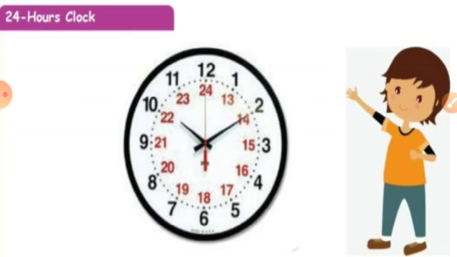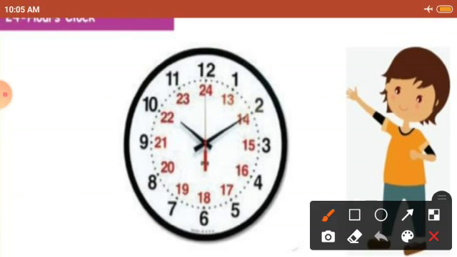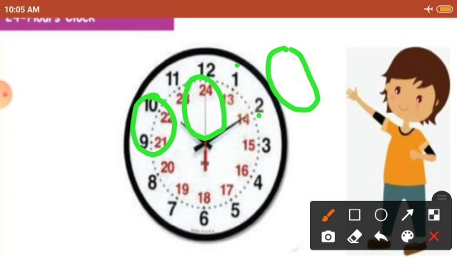And the 24 hours time format is always written with 4 digits. That means for hours we will use 2 digits and for minutes we will use 2 digits. So totally you have 4 digits. See, they will always write the 24 hours format like this: 00 and 00.